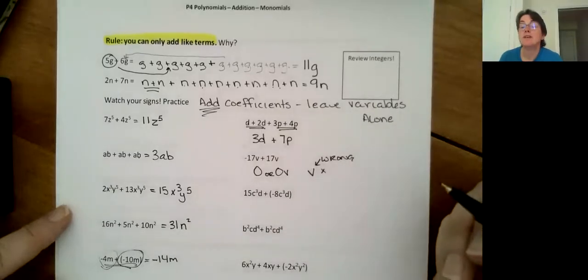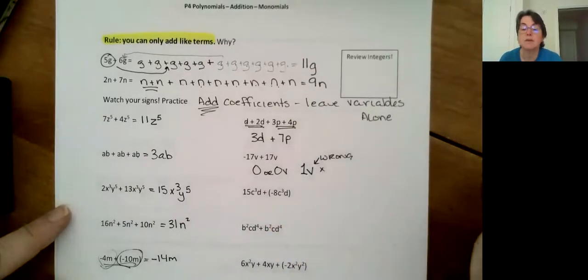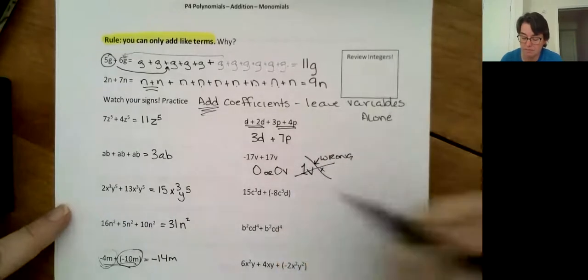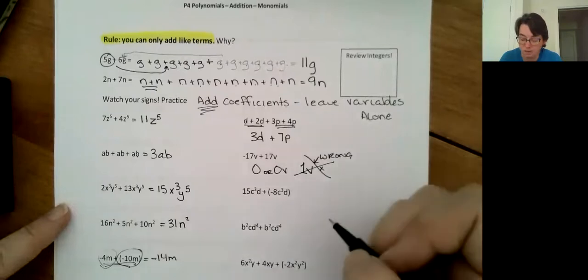Because if you write the v all by itself, there's an implied, and this is one of those things that mathematicians don't always talk about, a 1 in front. So now, either one of these is fine. I'd probably, like I said, just write 0.